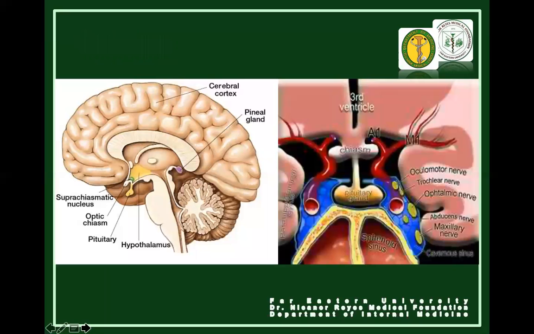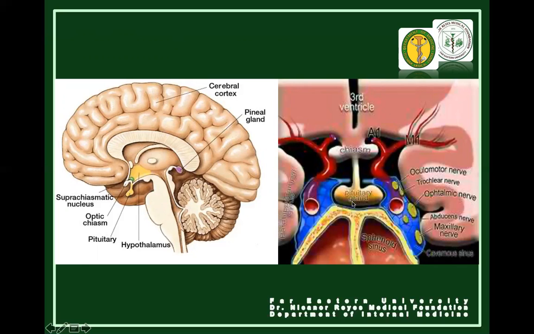Okay, so if you remember in your neuroanatomy, this is your pituitary here, this is your stalk, and above that one would be your hypothalamus. Note that your optic chiasm is superior to your pituitary. That's why that's a very important structure, because you can have visual problems if there is a mass in your pituitary.